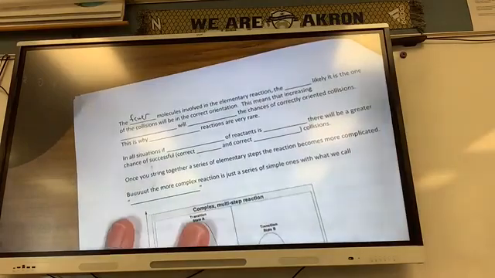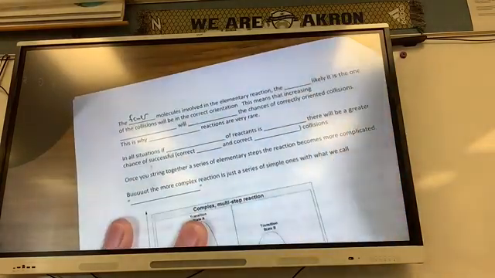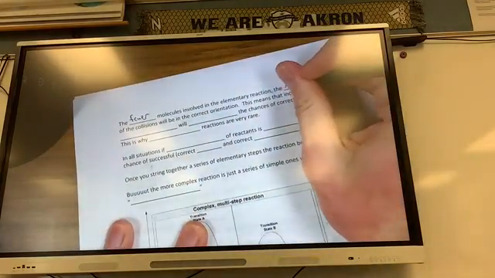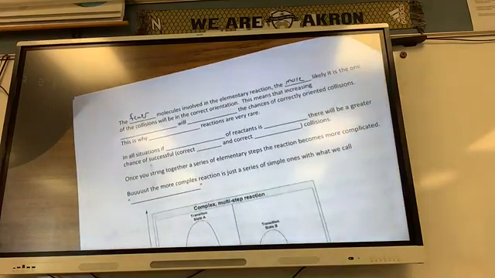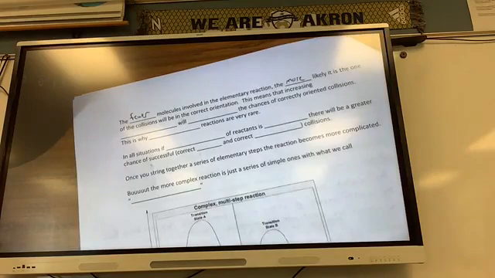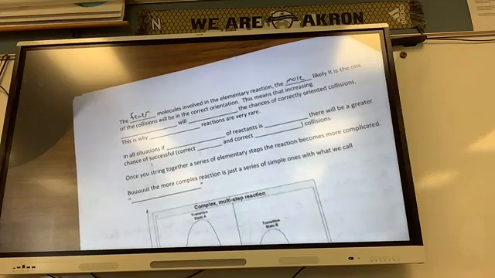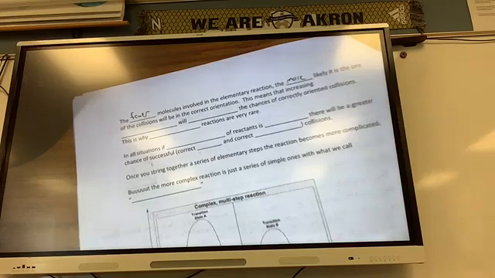All right. The fewer molecules involved in the elementary reaction, the more likely it is that the collisions will be in the correct orientation. Why is that? Well, think about it. If I have just one molecule, it's going to happen. But if I have two molecules, it's going to be harder for them to hit. Once you have three, I don't even have three hands, right?